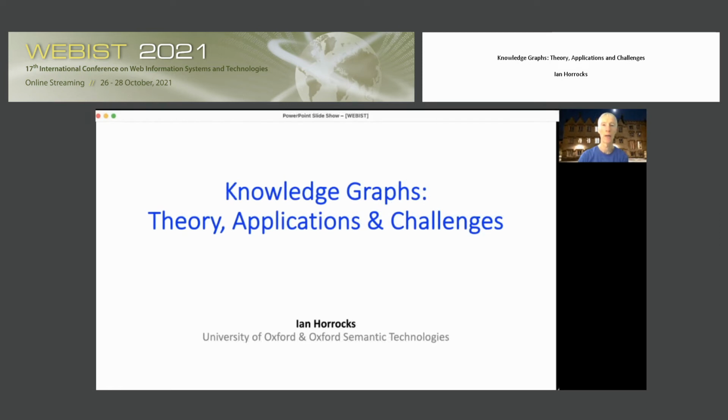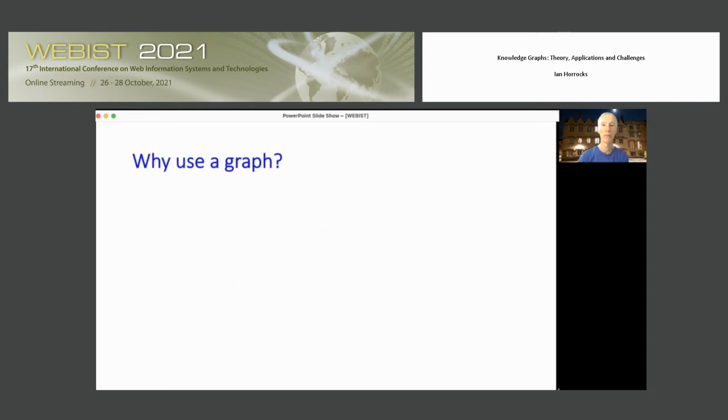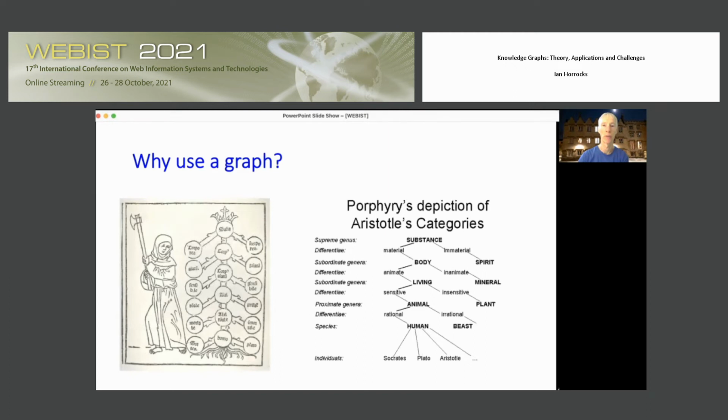I want to start out with a bit of background and motivation. In particular, we might ask ourselves why we would use a graph to represent knowledge in the first place. Well, the idea of representing knowledge as a graph seems quite natural and intuitive and has a very long history. I could mention, for example, the famous tree of Porphyry, which is a graphical representation of Aristotle's categories.